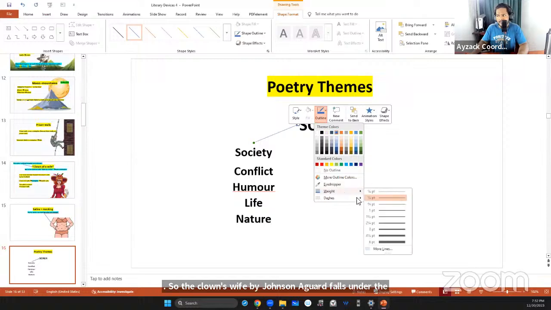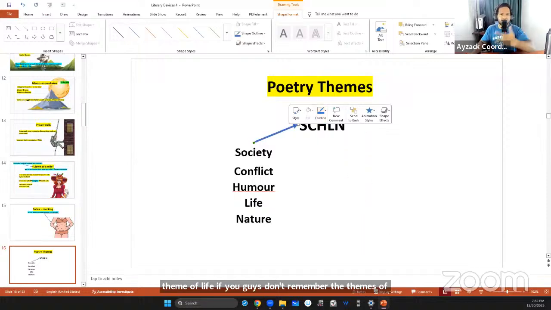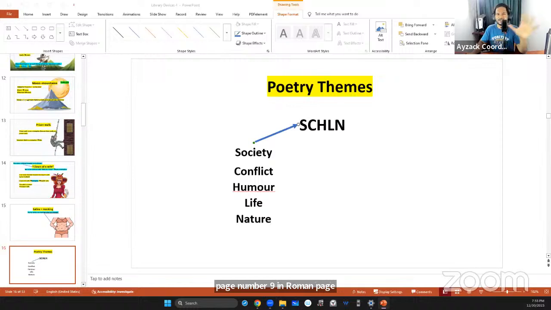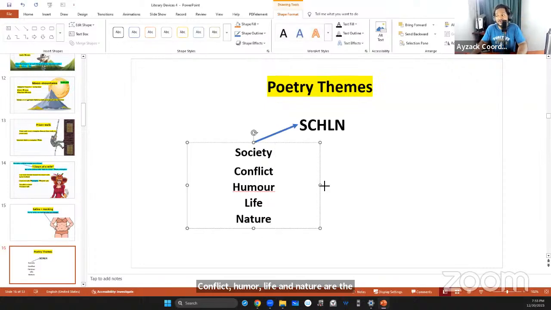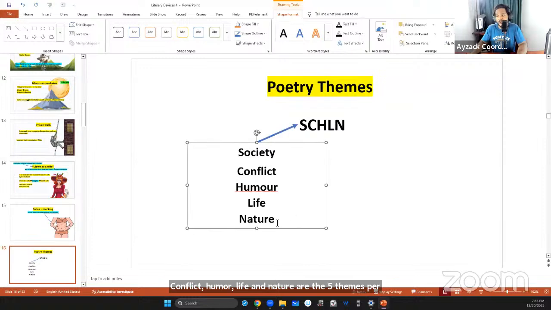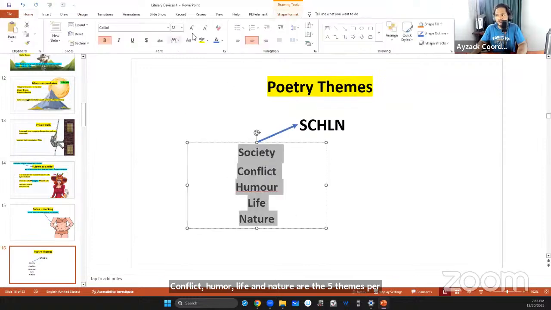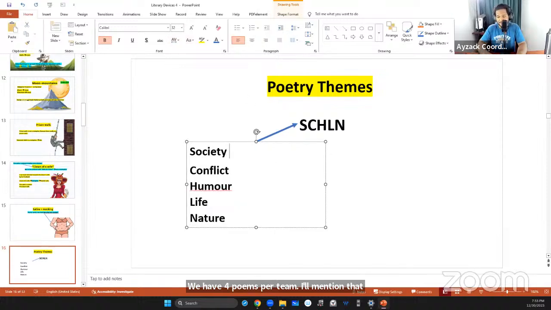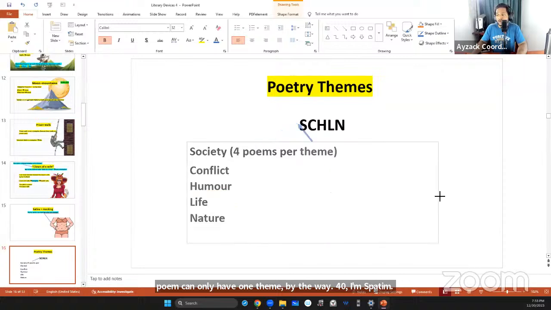If you guys don't remember the themes of the poems, take out your appreciation book, go to Roman page number 9. In Roman page number 9, you guys are going to find the 5 themes: society, conflict, humor, life, and nature. Per theme, we have 4 poems, right? We have 4 poems per theme. A poem can only have one theme, by the way.